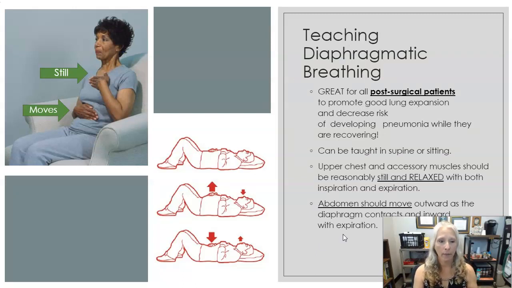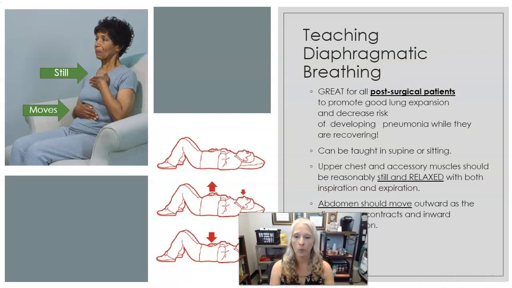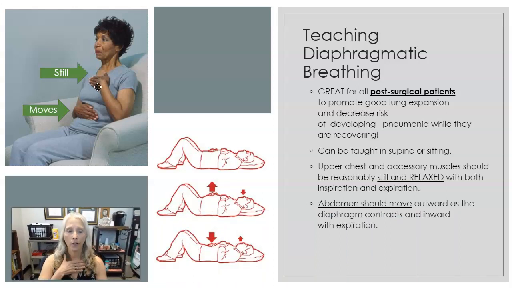So when we teach diaphragmatic breathing, we usually ask the patient to put one hand on their chest and one hand on their belly just below their rib cage. And it's really, really good for post-surgical patients if they're not taking deep enough breaths. So good for lung expansion, and it's good to prevent pneumonia. We want the hand on the bottom to move, and we want the hand on the top not to move. If they're letting the hand on top move, they're doing it wrong. It can be taught in sitting, or it can be taught in supine or recumbent position.